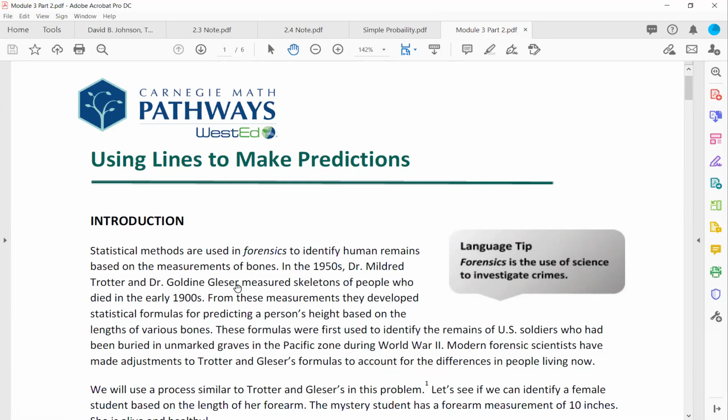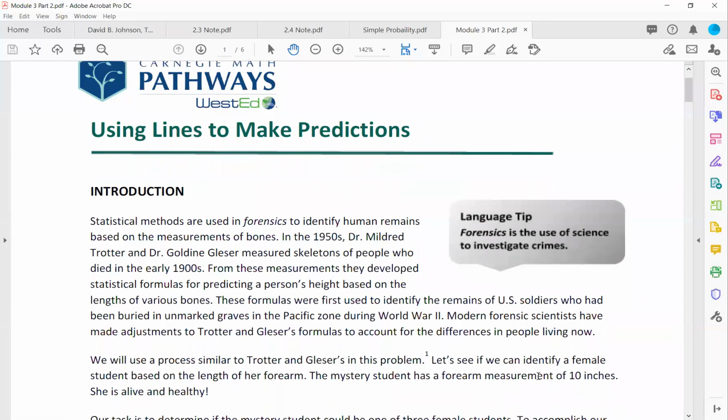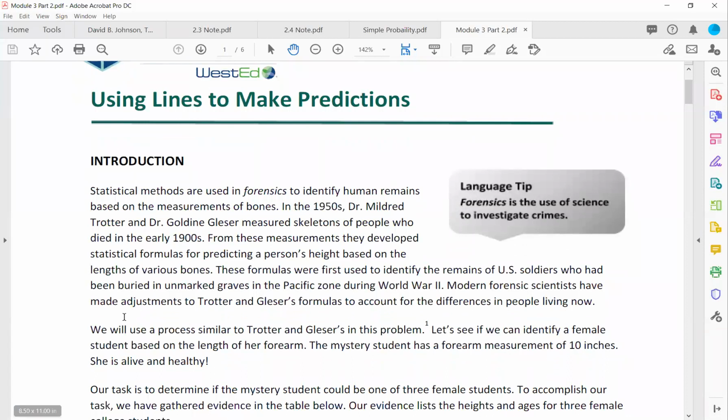So note that they had data, and based on those data, they came up with formulas for predicting a person's height based on the length of various bones. These formulas were first used to identify the remains of US soldiers who had been buried in unmarked graves in the Pacific Zone during World War II. Modern forensic scientists have made adjustments to Trotter and Gleser's formulas to account for the differences in people living now. So we will use a process similar to what they did in this problem.